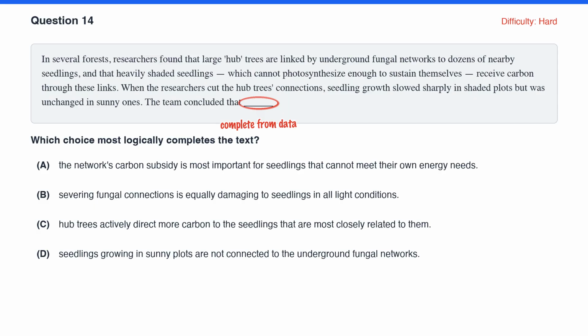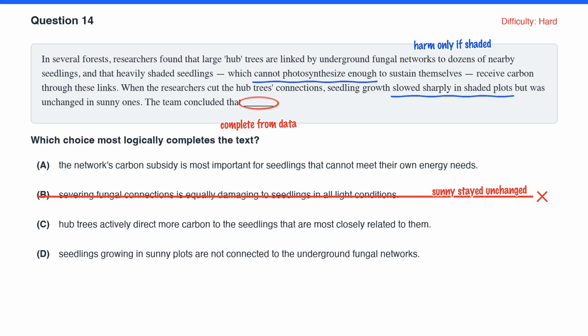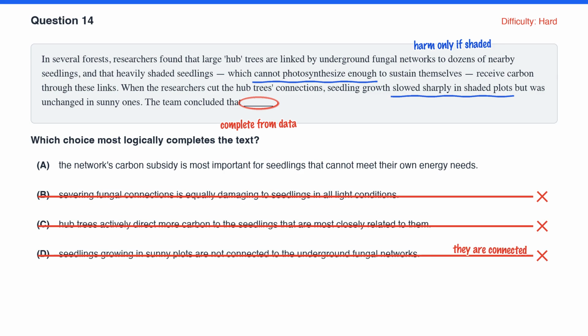When the team cut the fungal links, shaded seedlings slowed sharply, while sunny ones stayed unchanged. The seedlings that suffered were exactly the ones that cannot feed themselves. Start with B. It says severing connections is equally damaging in all conditions, but sunny seedlings were unchanged, so the harm wasn't equal. Off the list. C claims hub trees actively direct carbon to their relatives, yet the experiment never tests intent or kinship. Cut it. D says sunny seedlings aren't connected, but the passage says they clearly are. That dies too. That leaves A.